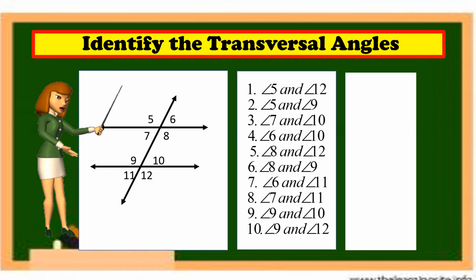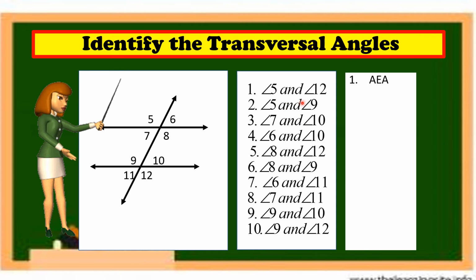We need to identify the transversal angles. The first pair is angle 5 and angle 12. This is angle 5 and this one is angle 12. What name is given to angle 5 and angle 12? I am giving you time to think. So angle 5 and angle 12 are, what is your answer? The answer is alternate exterior angles.